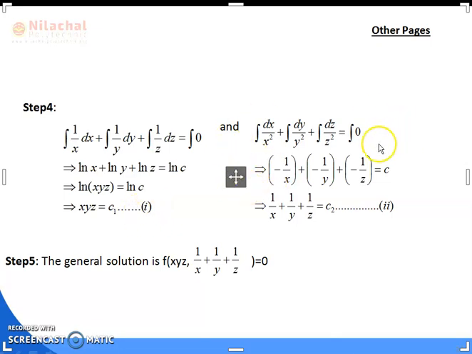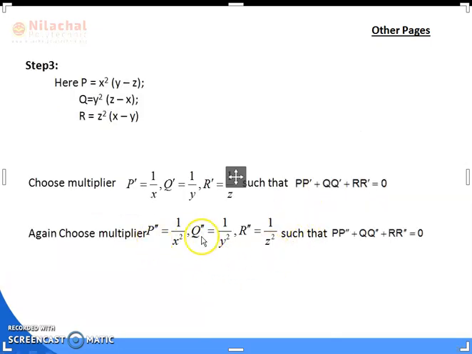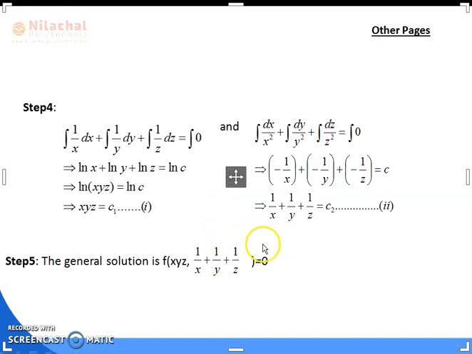Okay, similarly, you are choosing p double dash, q double dash, r double dash as in your previous step, and you are choosing them in such a way that p dash plus q dash plus r dash equals 0. If that equals 0, then only you can integrate this p double dash dx, q double dash dy, r double dash dz. So we are doing here: integration dx by x square plus integration dy by y square plus integration dz by z square equals integration of 0. So that implies integration of 1 by x square is minus 1 by x, similarly for 1 by y square it is minus 1 by y, plus 1 by z square integration is minus 1 by z, equal to another constant c.